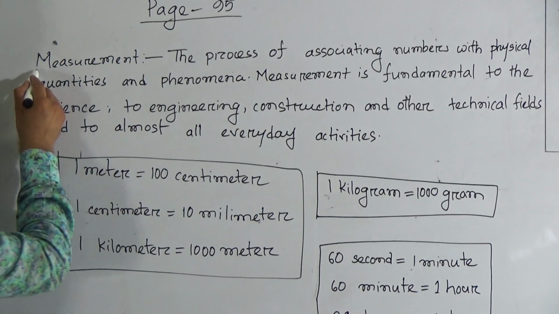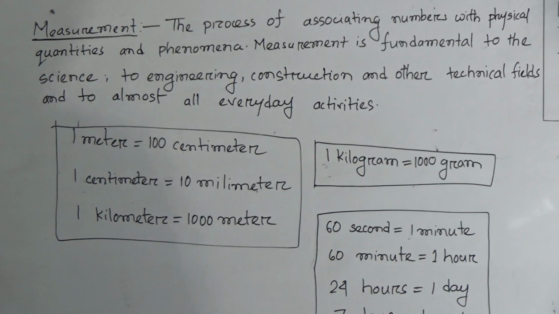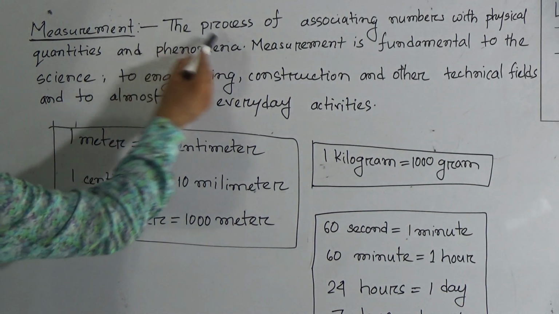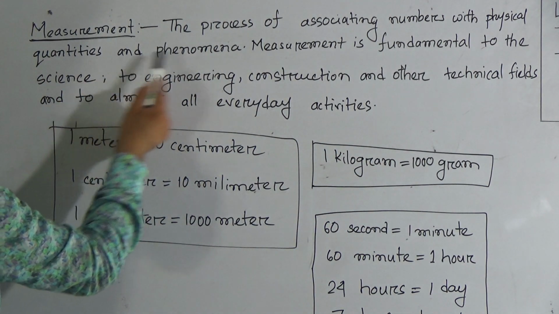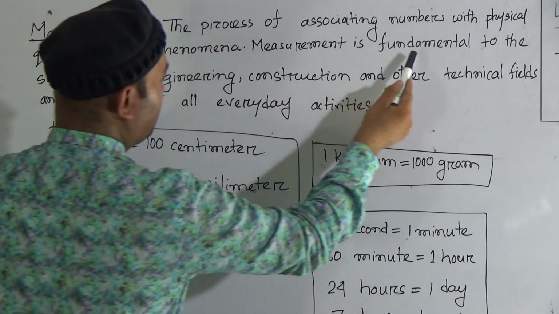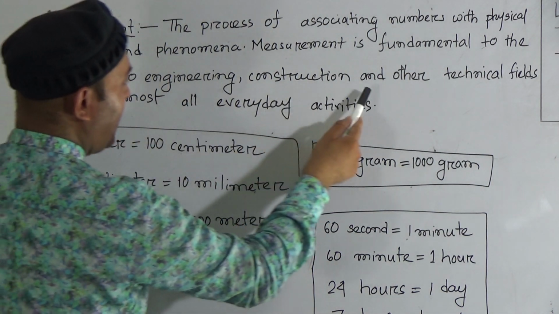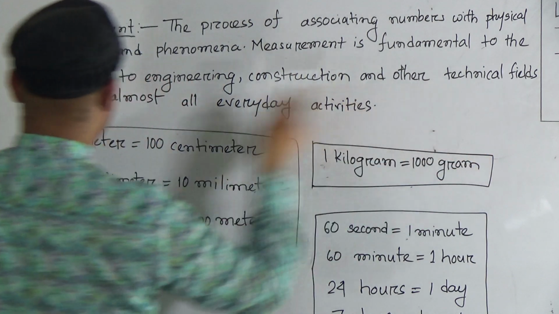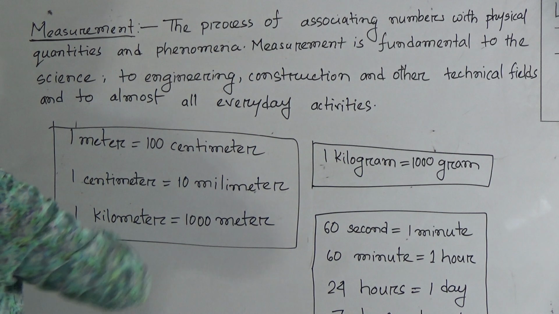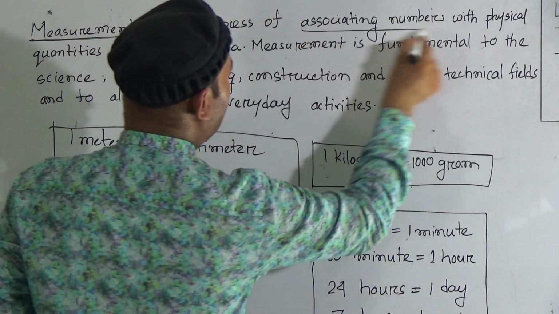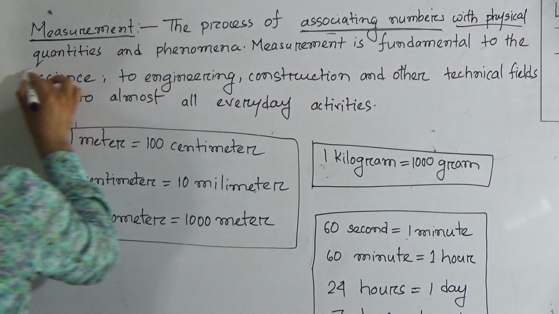Look here, measurement. To learn this chapter, first of all we have to know what measurement is. Measurement is the process of associating numbers with physical quantities and phenomena. Measurement is fundamental to science, engineering, construction and other technical fields, and to almost all everyday activities. Look here, the process of associating numbers. So measurement includes numbers with physical quantities.